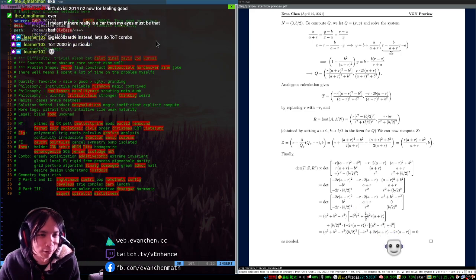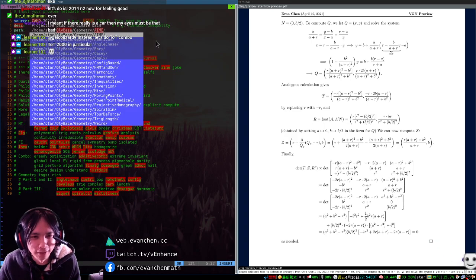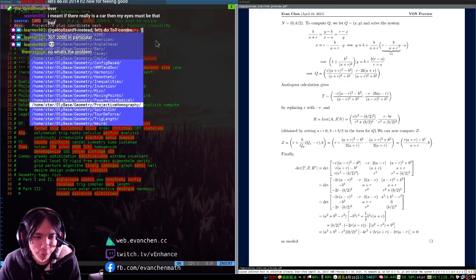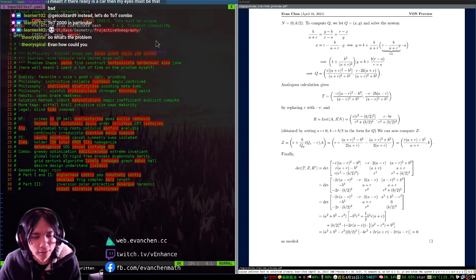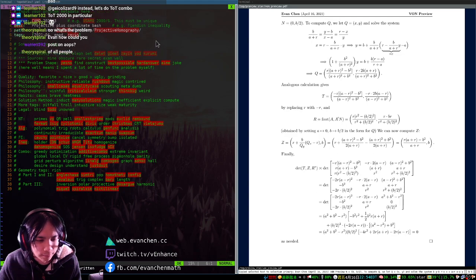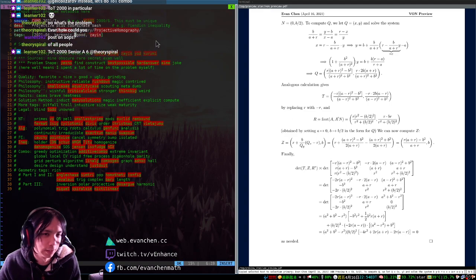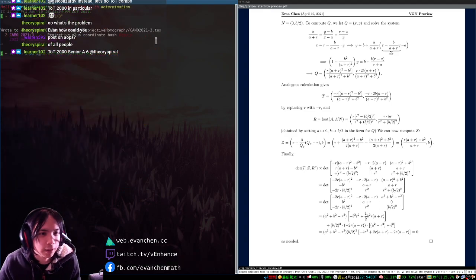Projective plus coordinate bash. First coordinate bash on stream, guys. We did it. I don't know. Let's say it's projective. Because I don't know if this is a good solution. Yeah, well, this was random tags.